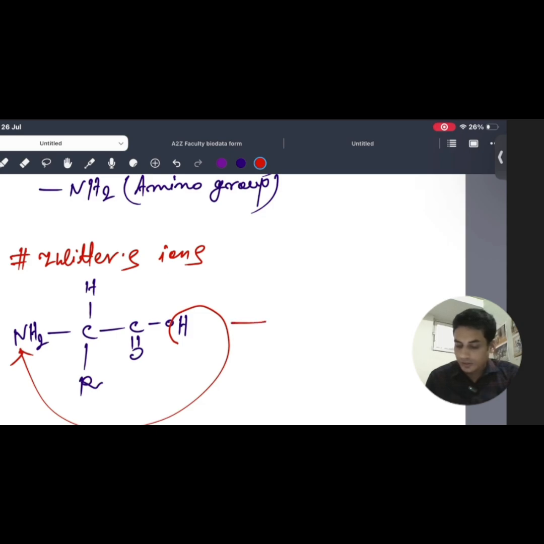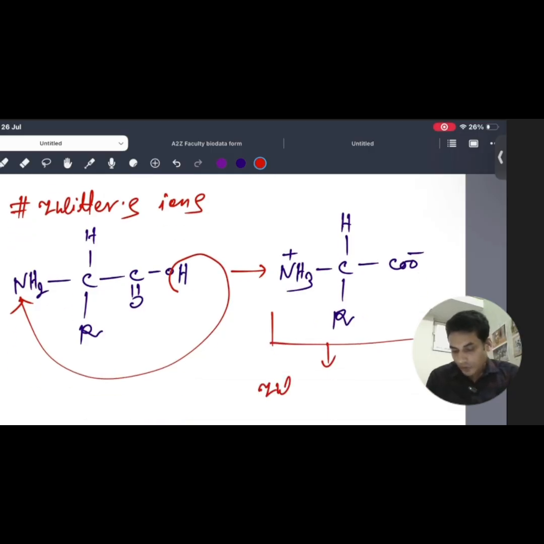Then it changes into this molecule: NH3 plus, C double bond O minus, H and R. The net charge of this molecule is 0, and this molecule is known as the zwitterion. The net charge of a zwitterion is 0.